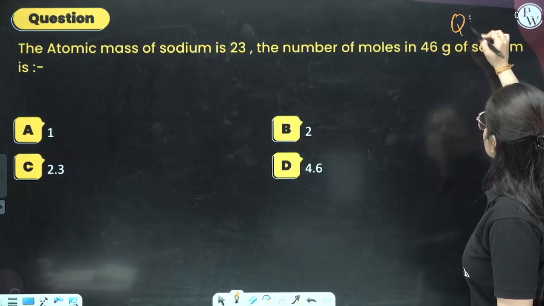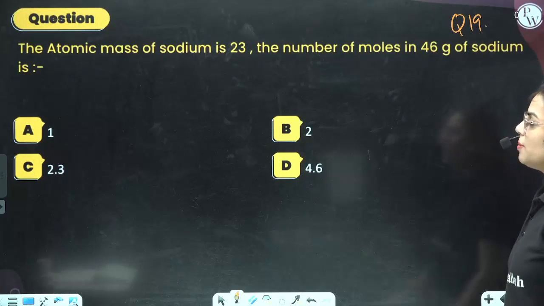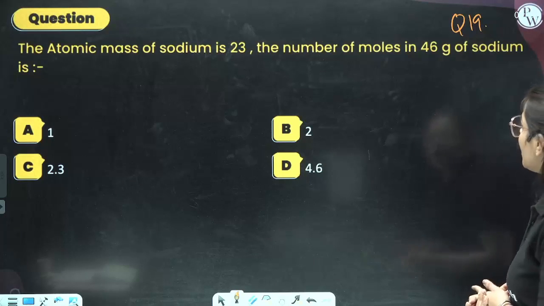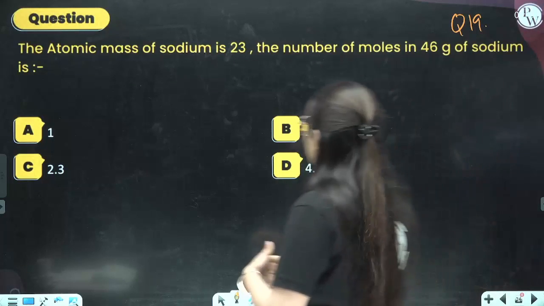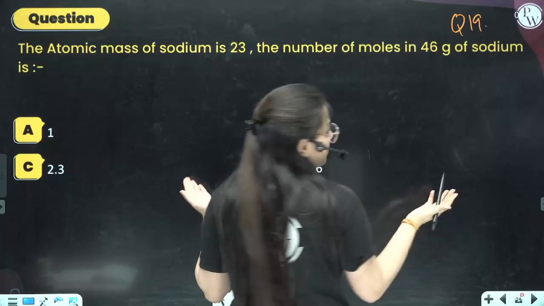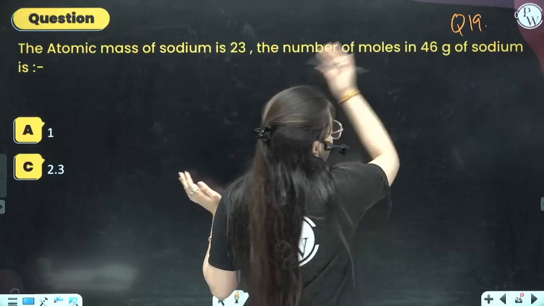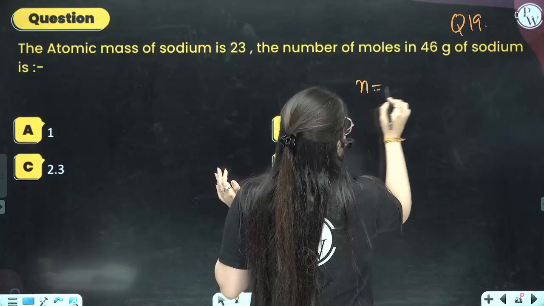Now comes your next question. The question says that the atomic mass of sodium is 23. The number of moles in 46 grams of sodium will be. Very simple thing they have given you. Molecular mass they have given you. Given mass they have provided you. Number of moles they are asking.